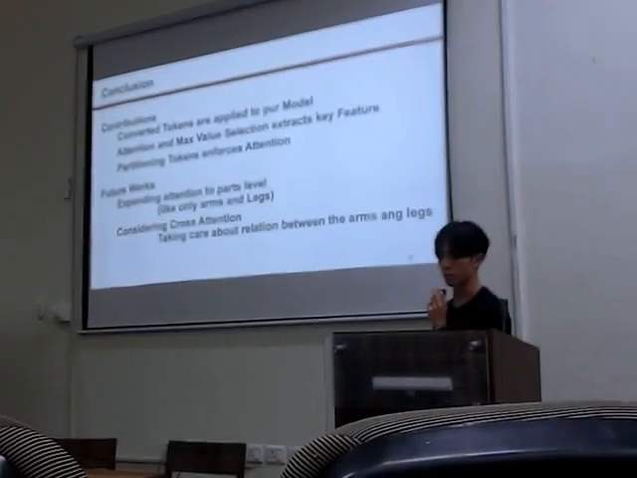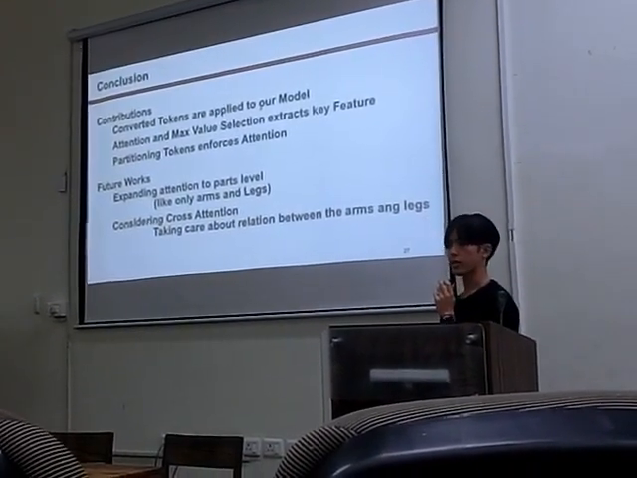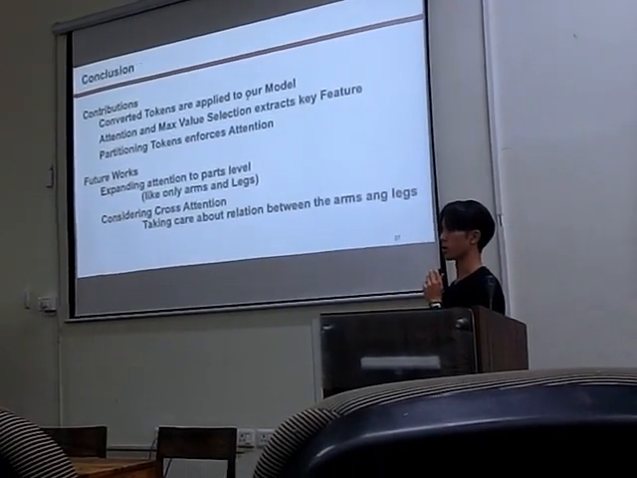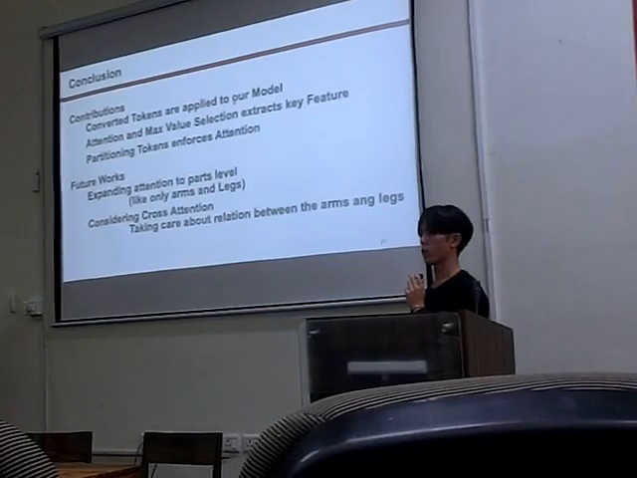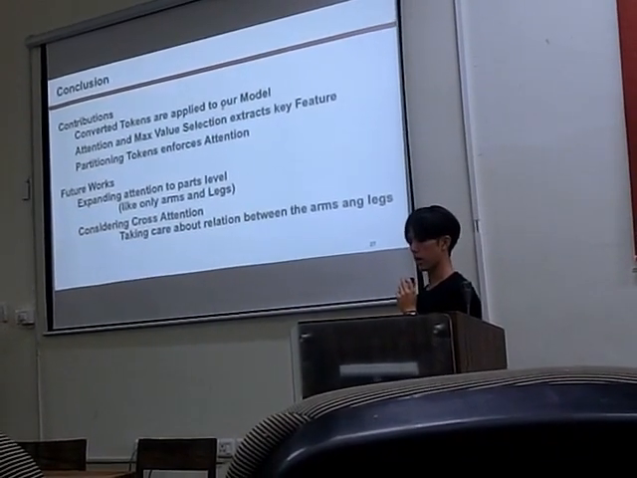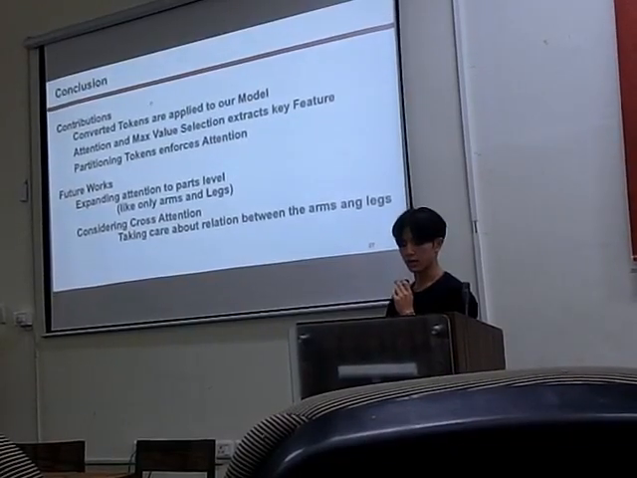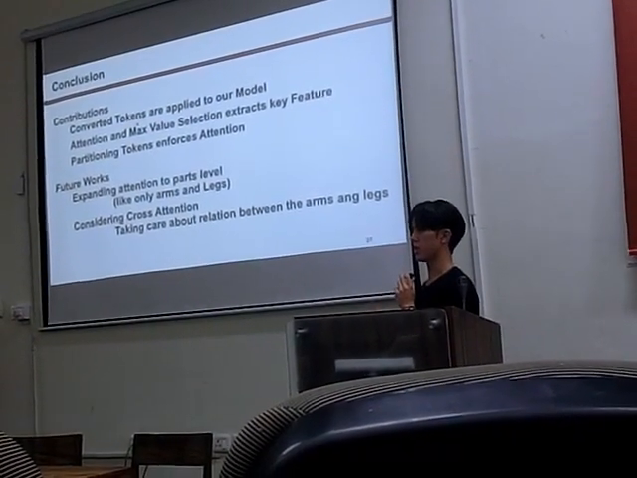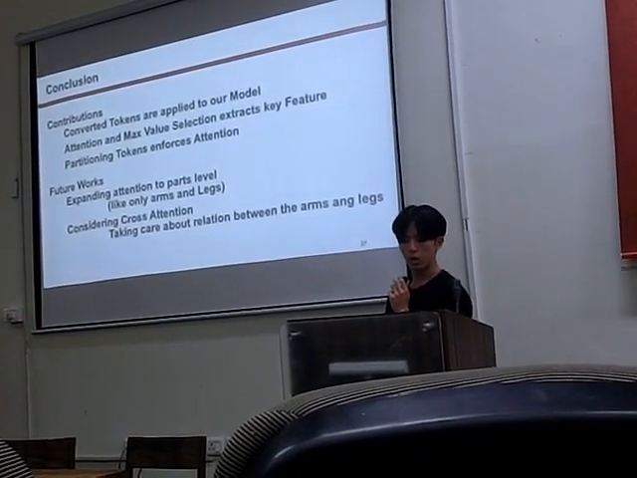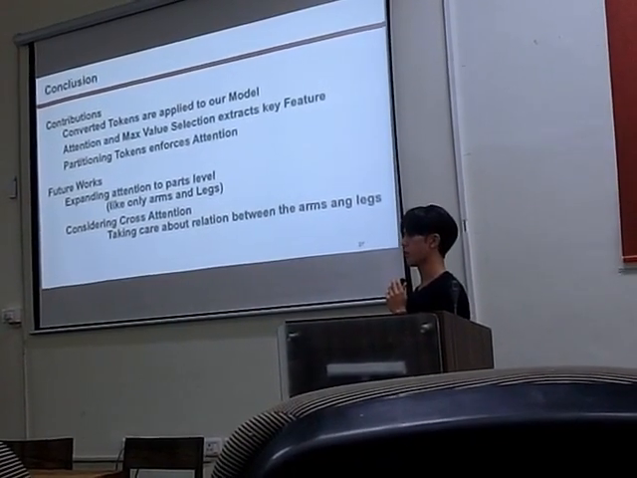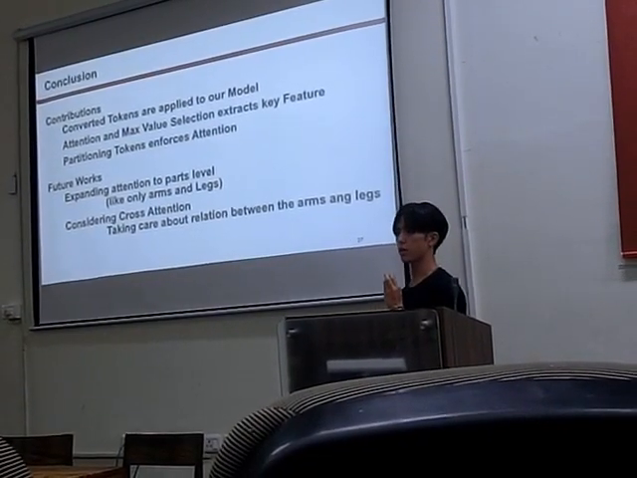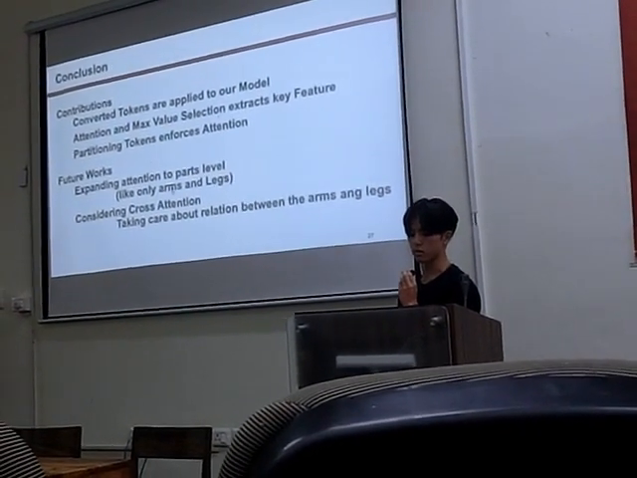Let's go to the conclusion. So my idea was converting the skeletal model to tokens. So this is used as input for the attention module. Then attention extracts the key feature for gait recognition. Also, the fusion method enforces the attention. So then I get a greater result with divided tokens.